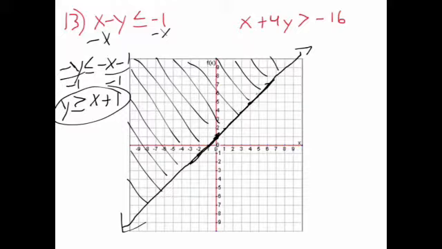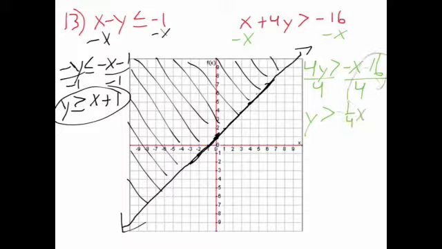And then we're going to take our other inequality here, and again solve for y, so I'm going to subtract x from both sides to get 4y greater than negative x minus 16. Make sure you get y all by itself by dividing everything by 4. You'll get y greater than, since this was positive, I don't need to change direction. Negative x divided by 4 is negative 1/4 x, and negative 16 divided by 4 is negative 4.